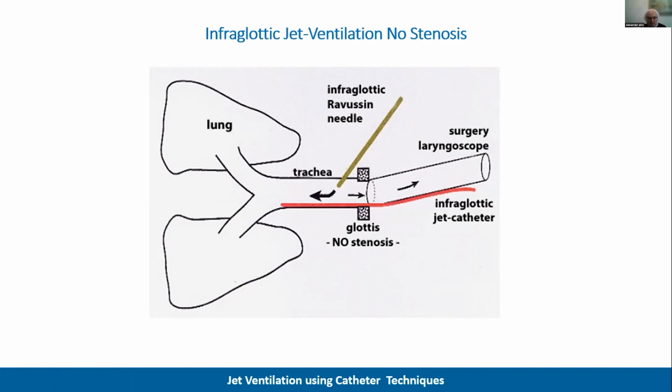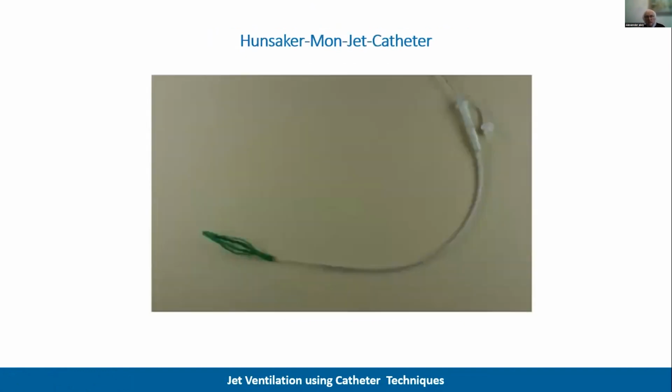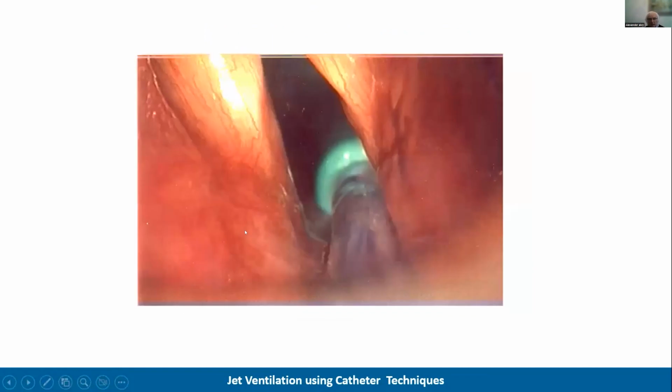It is easy. And here you have a special catheter for the jet ventilation, the Hans-Ackermann jet catheter. On the top of this catheter is a basket, and this basket should reduce the movement of the catheter caused by the jet gas impulses. And here you can see this jet catheter behind the glottis, so that this catheter is a hindrance in itself.